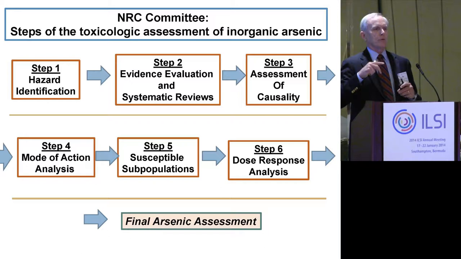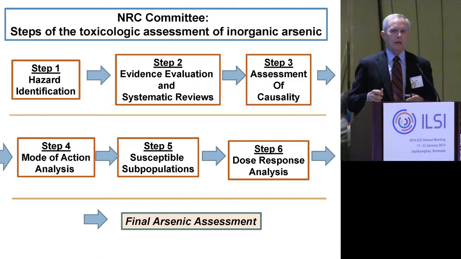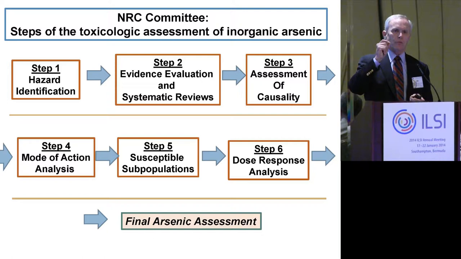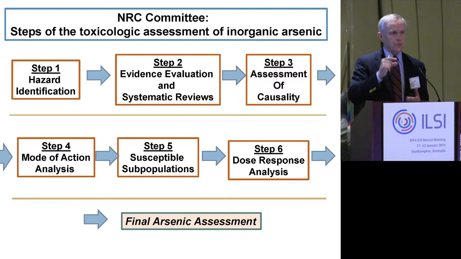There's a massive body of literature out there. There are tens of thousands of reports in the literature on toxicology, toxicity of inorganic arsenic, epidemiology studies. How do you look at that literature and make some sense of it, so that you can begin to do this assessment of causality? Just because, as Sam pointed out, you see an effect doesn't mean it's a part of the adverse health outcome. So how do you go about reviewing this?